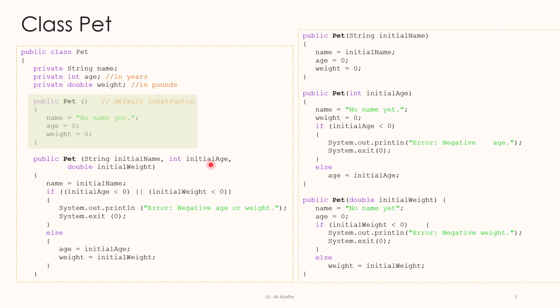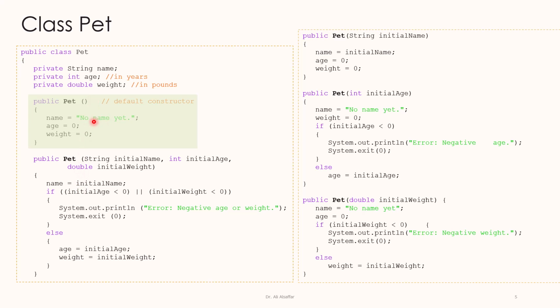The definition for the class in details is listed here. First, we start by saying public class, followed by the name of the class, then followed by the instance variables. As you see, we have 3 instance variables: the name of the pet, the age, and the weight. And here we have the first constructor, which is a default constructor because it does not have any input parameter.